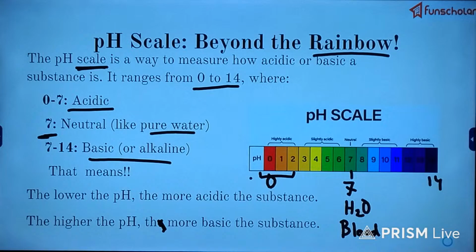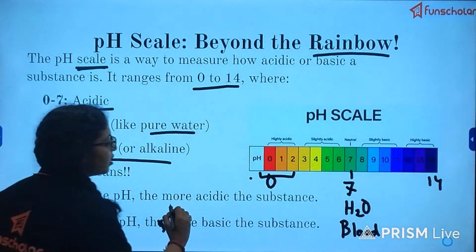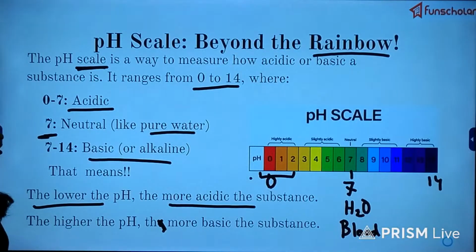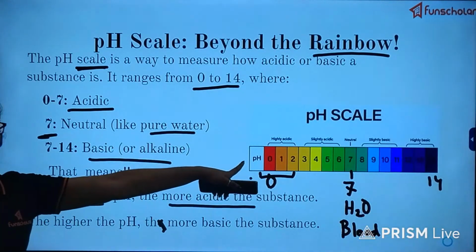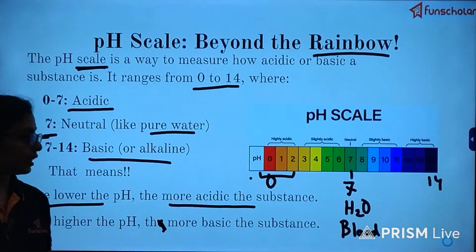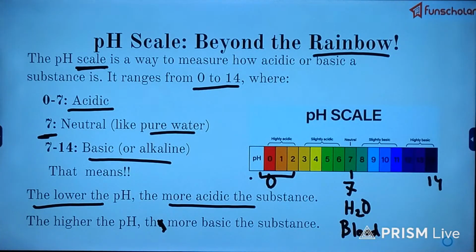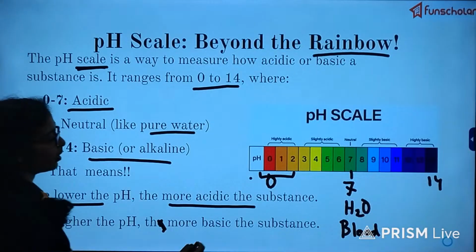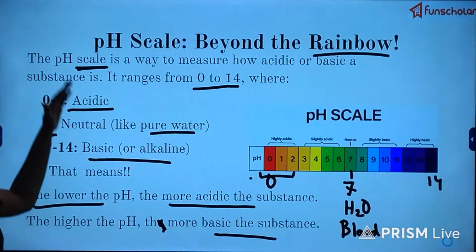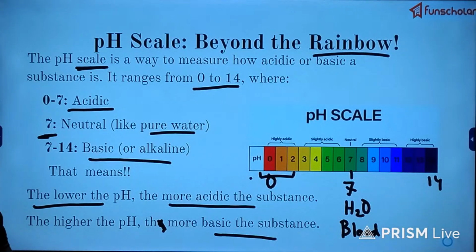That means the lower the pH, the more acidic the substance is. The lower the pH, the lower the magnitude, the more acidic that particular substance is. And the higher the pH, the more basic the substance is. Just take a look at this slide, then we will go to our next slide and discuss the pH scale in a detailed manner. Before that, just go through this colorful scale, which is called the pH scale.